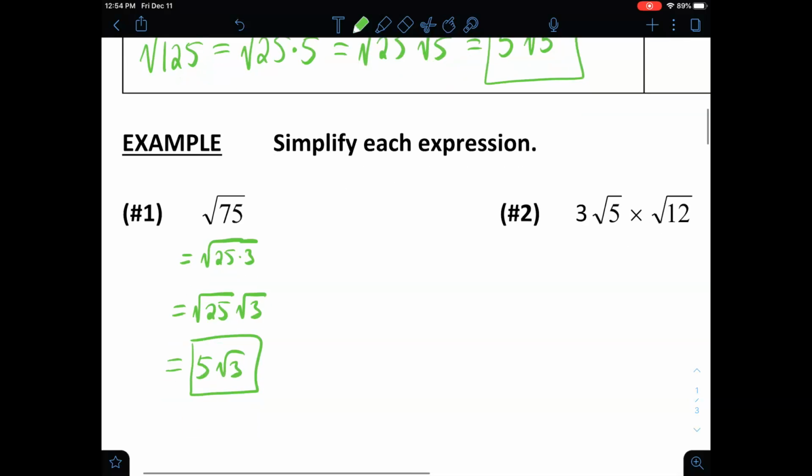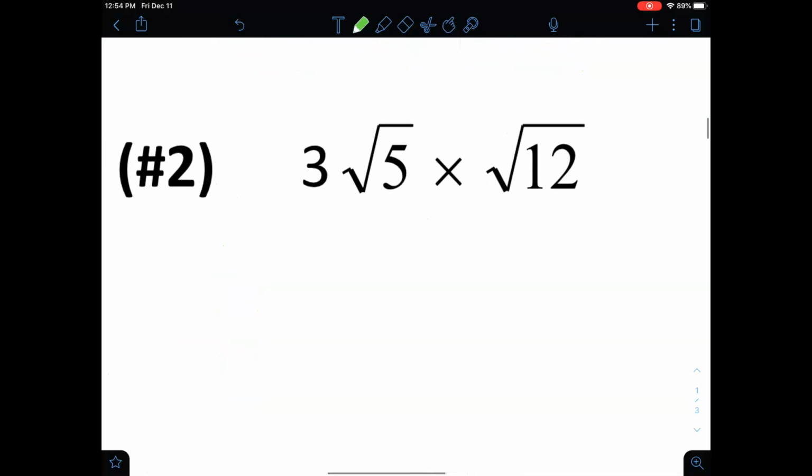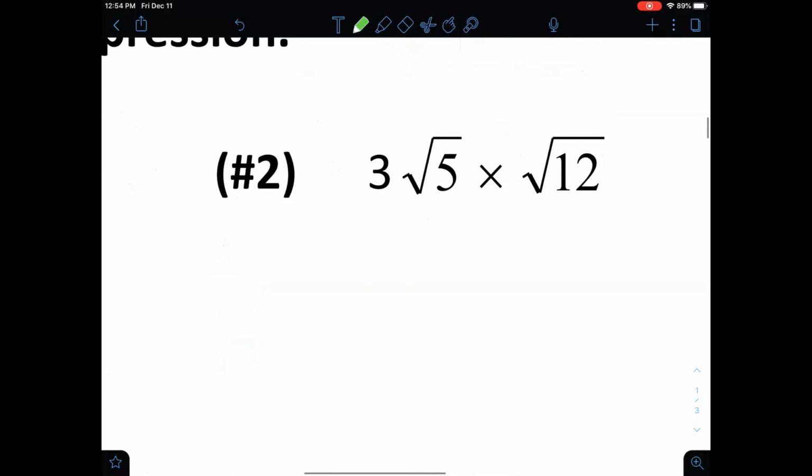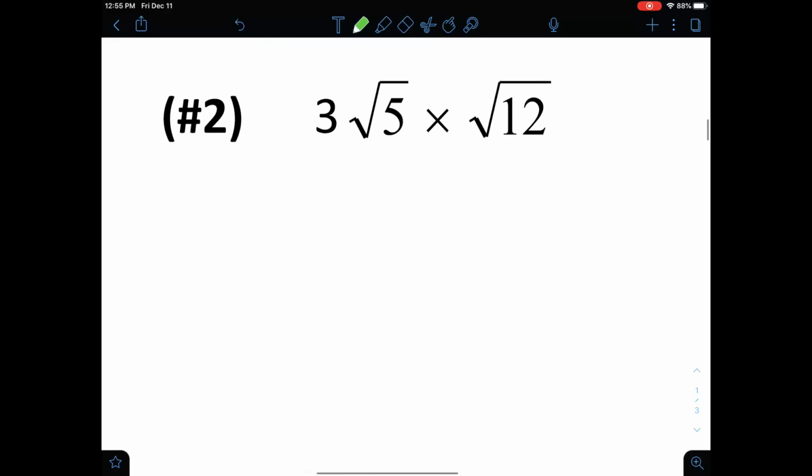Okay. All right, number 2. We have 3 square root of 5 times square root of 12. Okay. One thing you need to know about multiplying these kind of things is you can only multiply radicals together and whole numbers together when you're multiplying. It's kind of like terms, kind of, but not really, I guess. So we're going to multiply the radicals together and the whole numbers together.